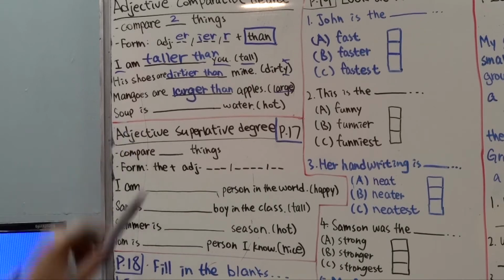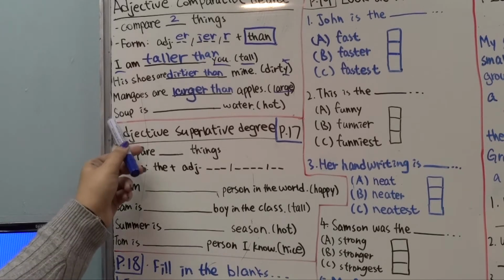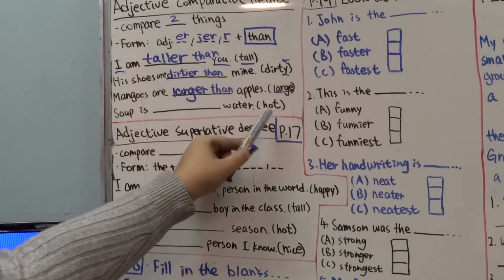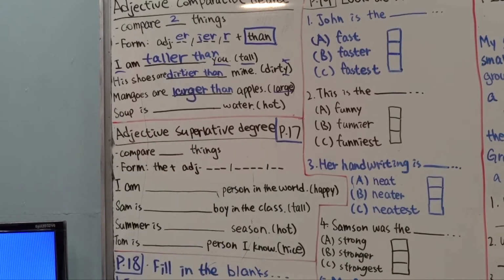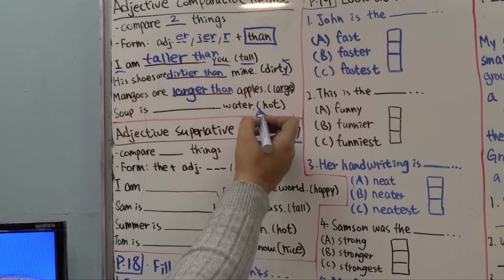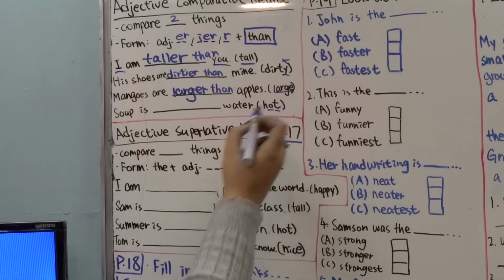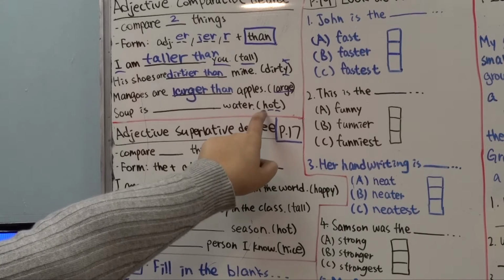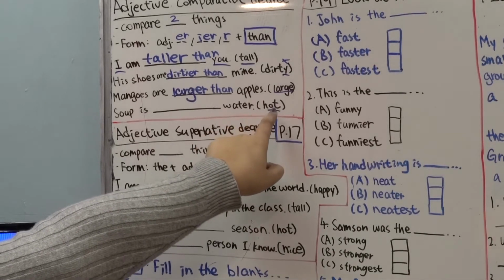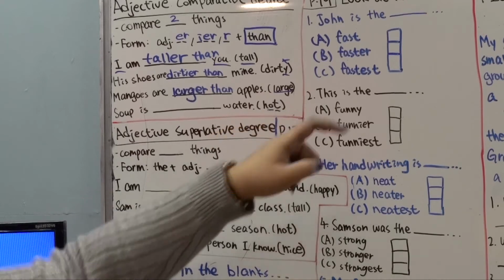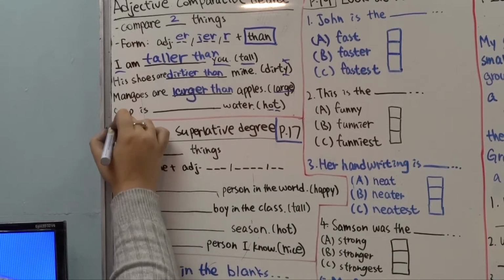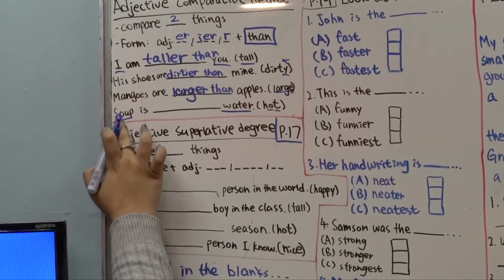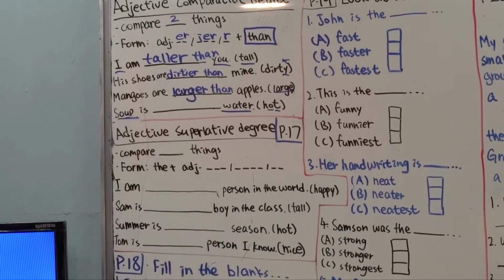Okay, for this one, I'll let you think for 5 seconds. 5, 4, 3, 2, 1. Okay. Soup is what water. Hot. Oh, so this one, look at the last two letters. It ends with a vowel and a consonant, right? Vowel, A-E-I-O-U. This adjective is hot. It ends with the vowel O and T, right? So again, they're comparing two things, right? Soup and water.